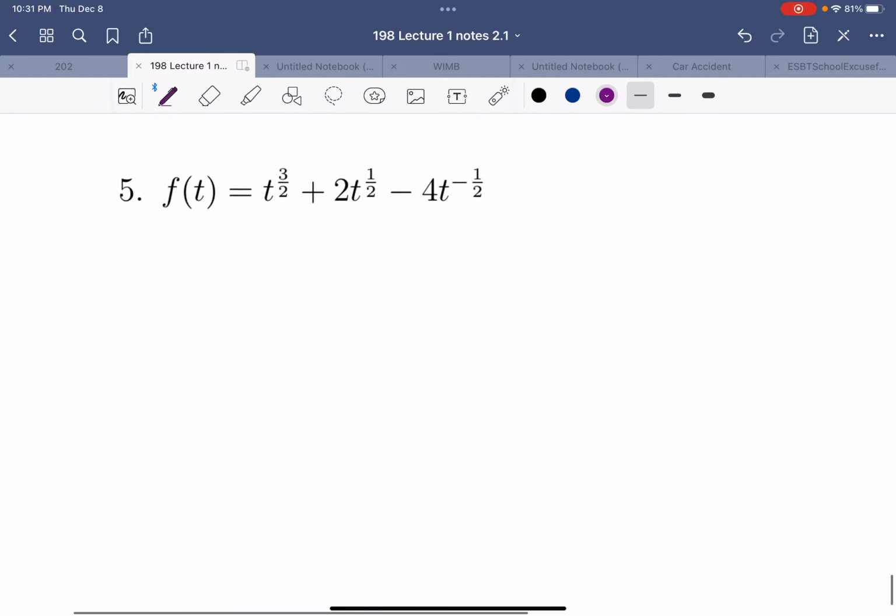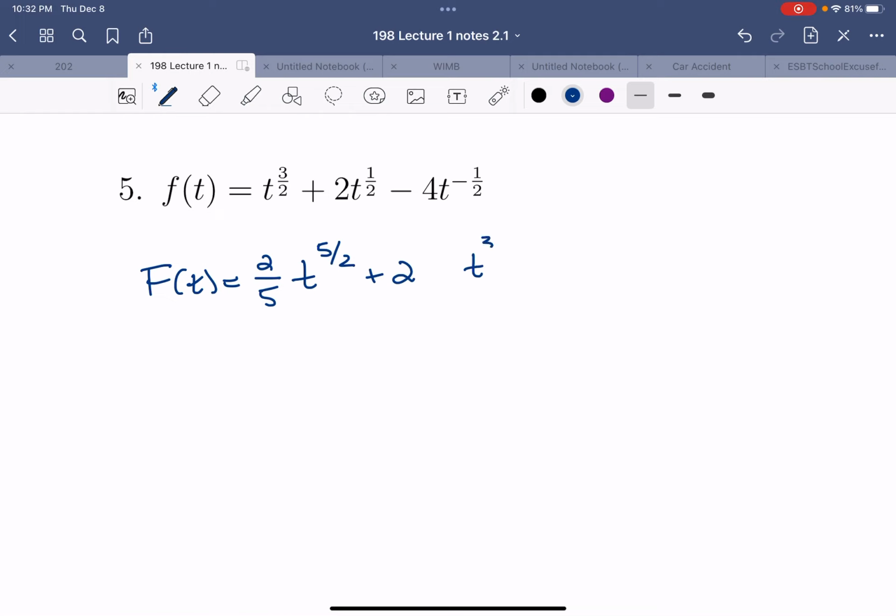On to the second page. Okay, we've got this one. It's already written as our exponent, so we can jump in with our antiderivative here. So capital F of t, raise the exponent by 1 to 5/2, multiply by its reciprocal, which is 2/5, plus leave the 2. My t, the new exponent, is going to be 3/2, and multiply by its reciprocal, 2/3. Minus, leave the 4. The t will become, add 1 to negative 1/2 to get positive 1/2. Multiply by its reciprocal, which is 2 over 1. And add your plus c.